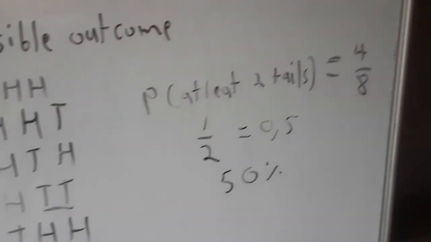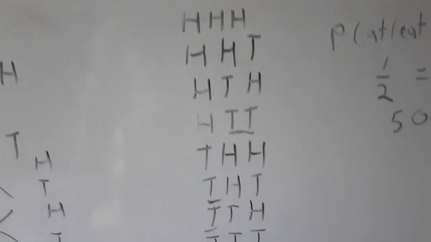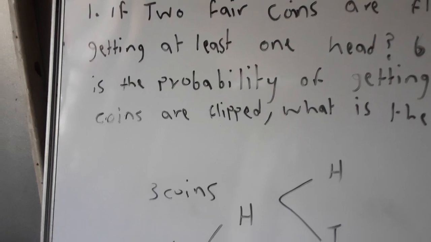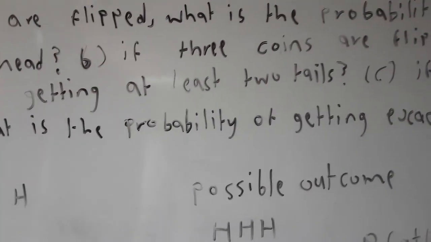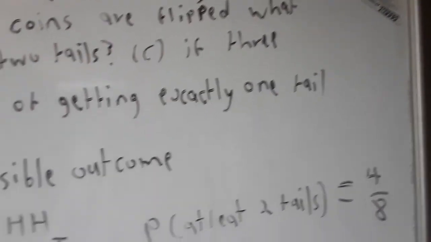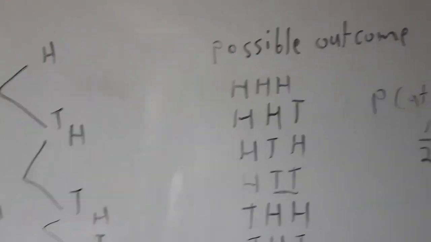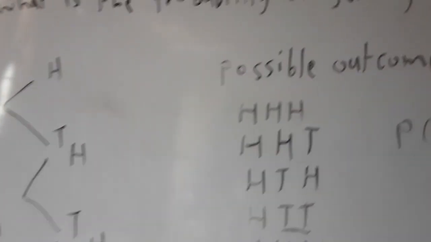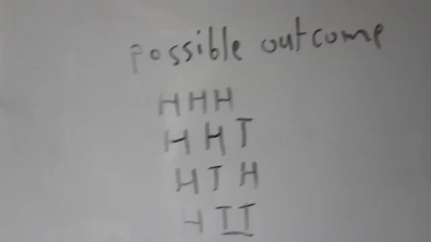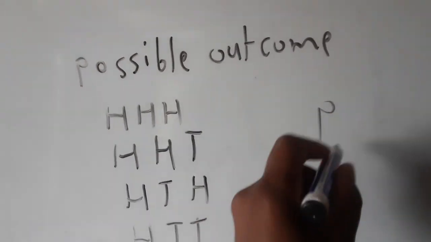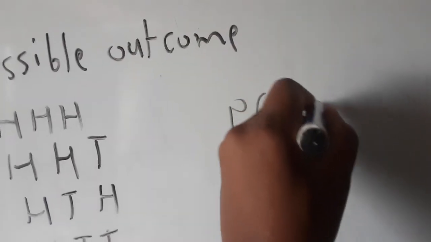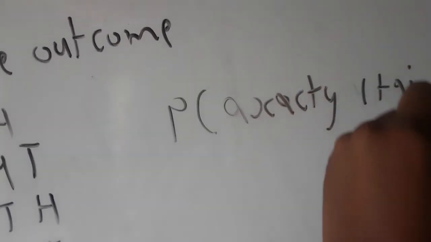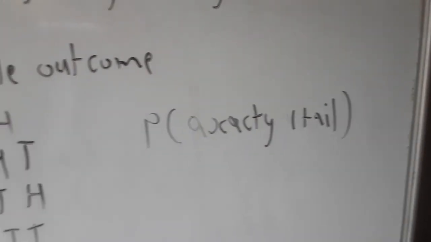Let's go to our third question. What does the third question say? If 3 coins are flipped, what is the probability of getting exactly 1 tail? We're still having 3 coins flipped. So we have the probability of getting exactly 1 tail.